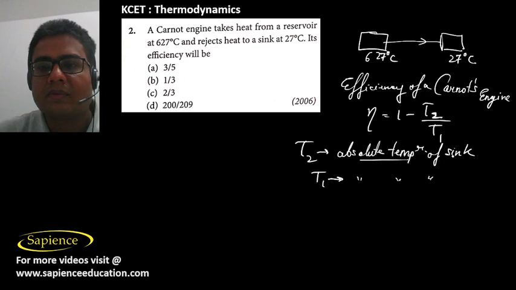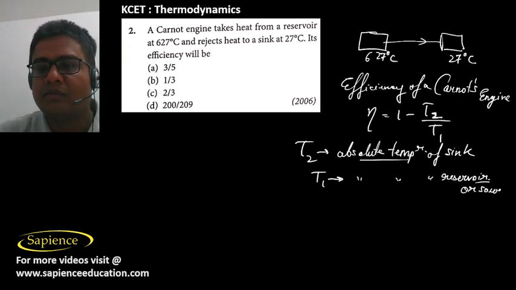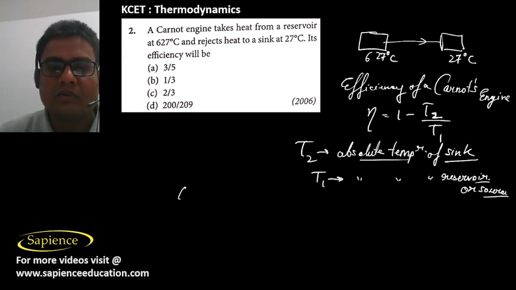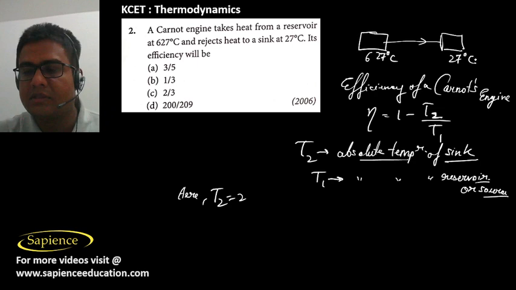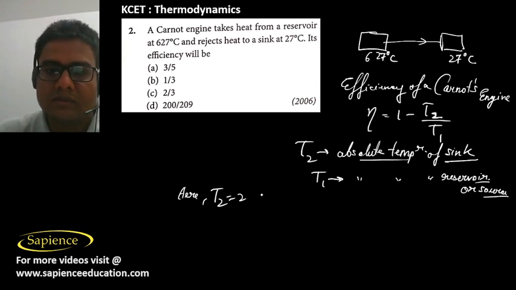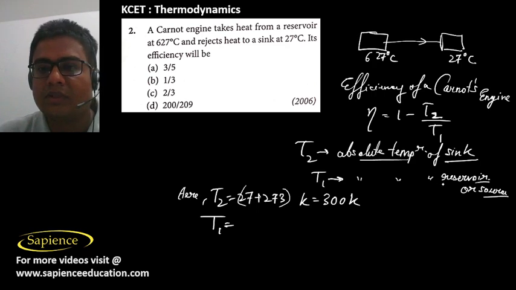and T1 is the absolute temperature of the reservoir, or you can say source. The absolute temperature of the source is T1 and absolute temperature of the sink is T2. So therefore here T2 is 27 degrees Celsius, but we have to convert into the Kelvin scale. So it is 27 plus 273 Kelvin, which is equal to 300 Kelvin. And T1 is the absolute temperature of the reservoir or the source. So that will be 627 plus 273. So this will be 300 plus 600, that is 900 Kelvin.